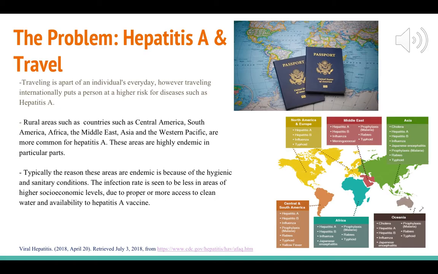Typically, the reason that these areas are more endemic is the hygienic and sanitary conditions of the area. The infection rate is seen to be less in areas of higher socioeconomic levels because of more access to clean water and availability of the hepatitis A vaccine. Shown is a map where hepatitis A is typical.